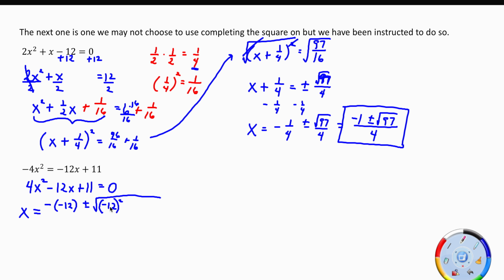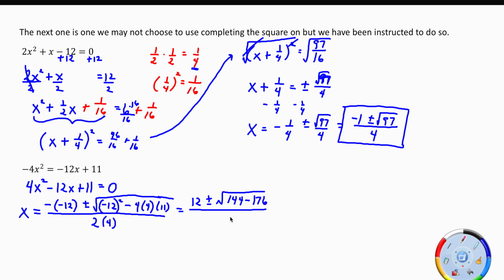Okay, so negative b minus 4 times a times c all over 2 times a, which gives us 12 plus or minus the square root of 144 minus, what's 16 times 11? 176, all over 8, which is 12 plus or minus the square root of negative 32, all over 8.